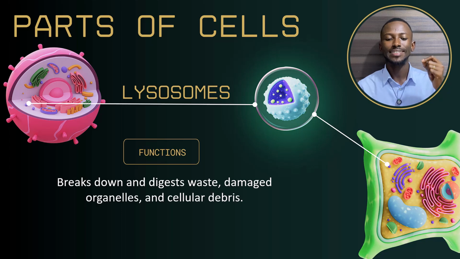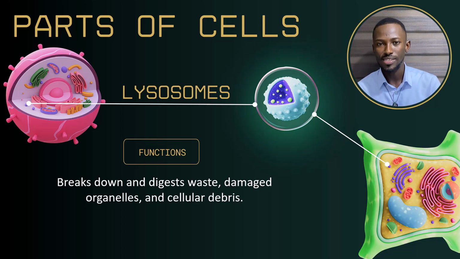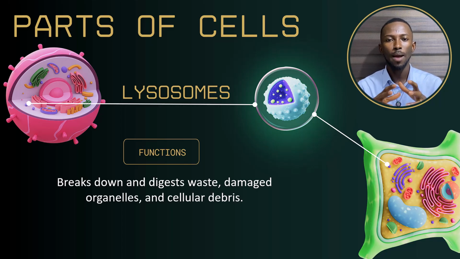It breaks down and digests waste, damaged organelles, and cellular debris. So when it comes to the cell, in comparison to the factory, we can compare the lysosome to the garbage men of the cell. Garbage men and garbage women, right? Their role in the factory is to clean stuff, waste, get those things out of the factory. So the lysosomes break down and digest waste, damaged organelles, and cellular debris. So fantastic and so important to the survival of the cell.